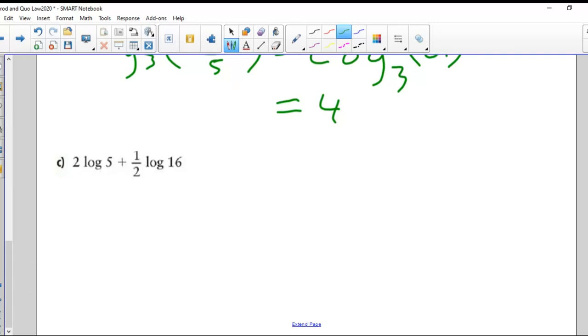But we're going to actually think this through. What's another way for me to write 2 log 5? Is there a way that I could write 2 log 5? Another way to write 2 log 5. Come on, folks, let's think about that. Think about that power law of logs in reverse. Instead of saying 2 log 5, that could be what?